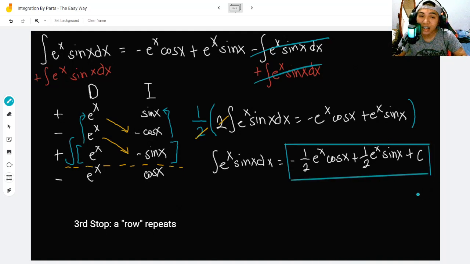And that is basically the concept of the DI method. And as a student myself, I recommend that you use this for most of your integrating journey. And that basically wraps up our video for today.